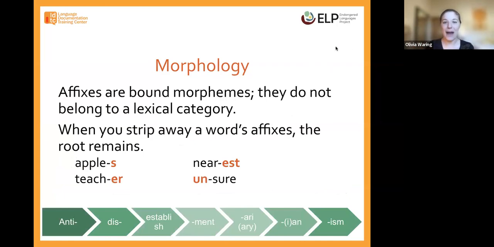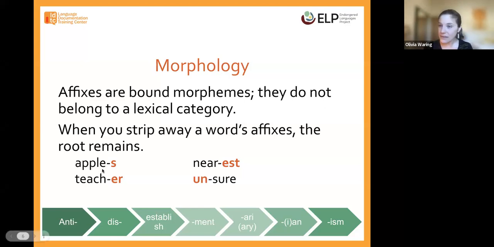Affixes are bound morphemes, as I said. They cannot occur alone. And when you take a word in English and you start to strip away all the affixes, all the little pieces that give meaning but can't stand on their own, that's how you reconstruct the root, so to speak. So I think all of this is best understood with examples.